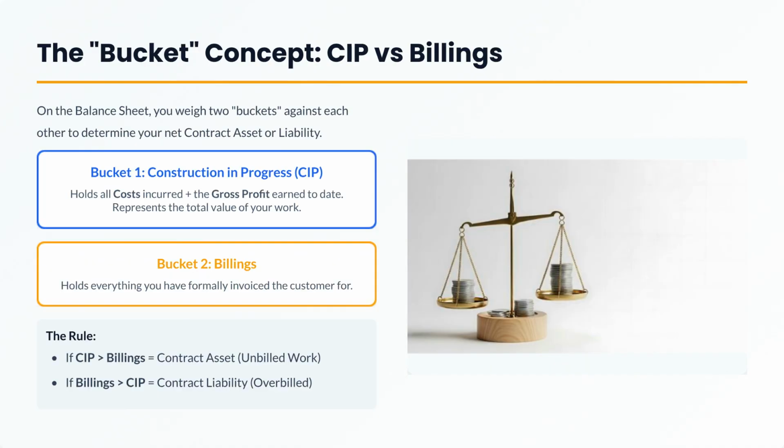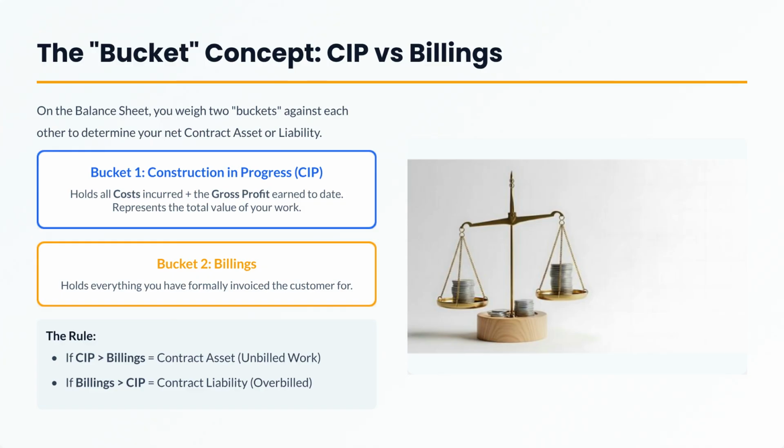To understand that contract asset, we need to understand the bucket concept. On the balance sheet, you weigh 2 buckets against each other. Bucket 1 is construction in progress. It holds all your costs, plus your gross profit. It represents the total value of the work you have performed. In year 1, this bucket holds $4 million.